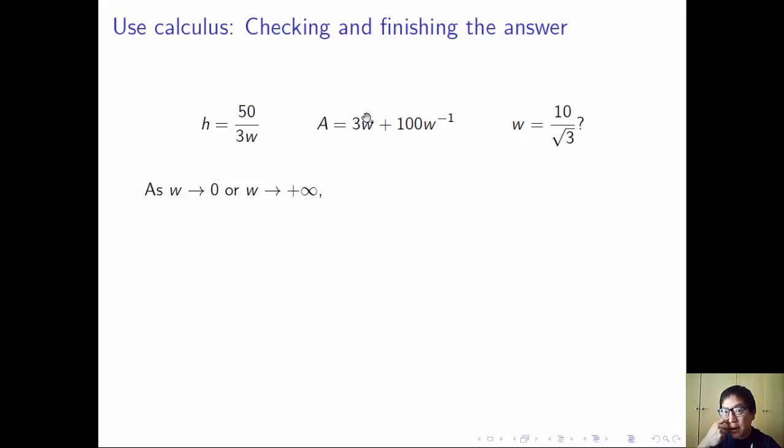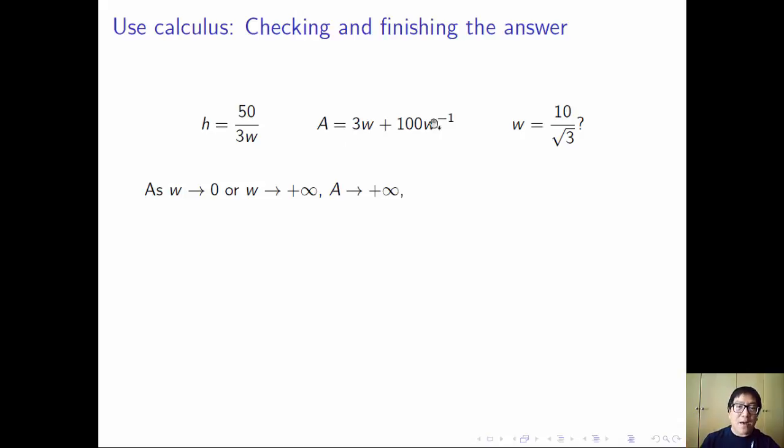Looking at this function, or you could just graph it on a calculator, we see that as w approaches 0, this term blows up to plus infinity and this goes to 0, so A will go to plus infinity. And as w goes to plus infinity, this term goes to plus infinity, this term goes to 0. So either way, A is going to go to plus infinity.